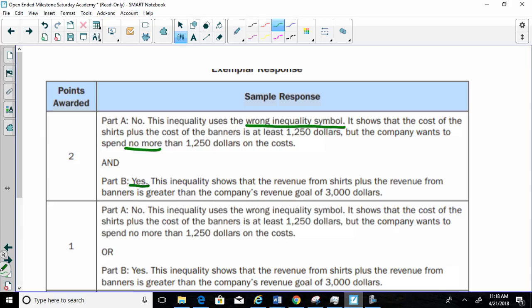This inequality shows that the revenue from shirts plus the revenue of banners is greater than the company's goal. You're just explaining why it's yes. And so this would be a two-point question. Remember, each multiple choice is only 1 point, so this is a 2-point question. If you got both of them, you get 2 points. If you only got one of them correct, you get 1 point. But they got both of them. You get either or.